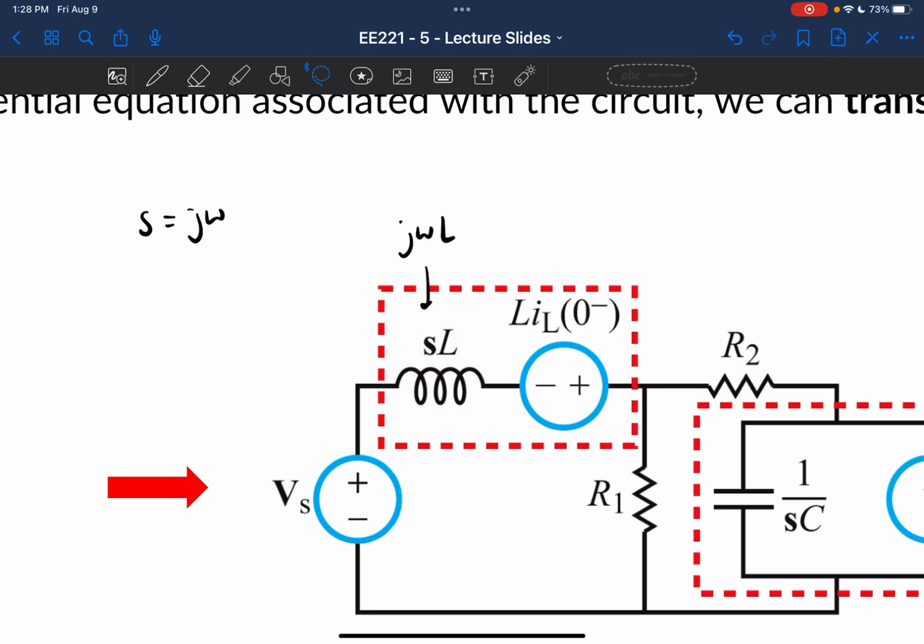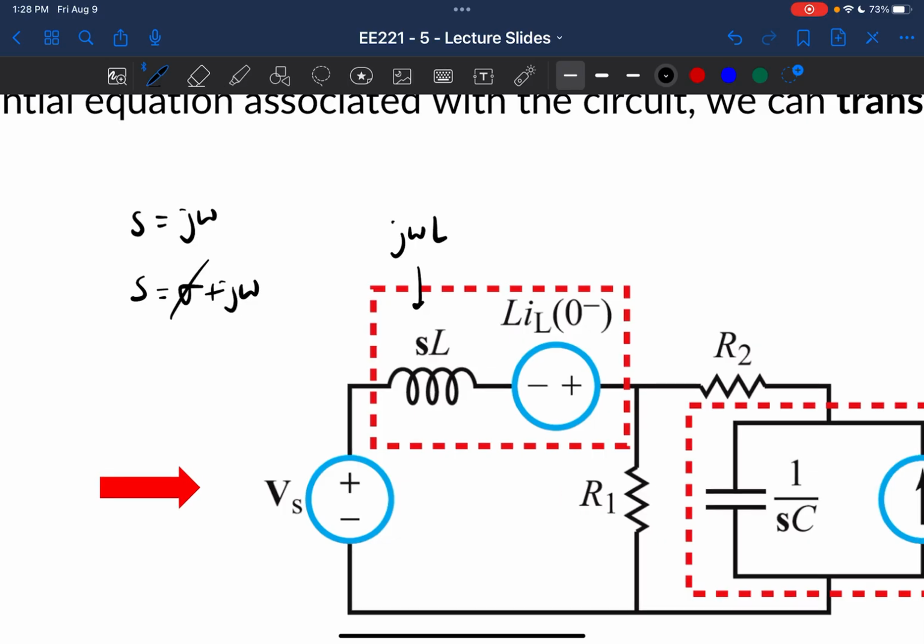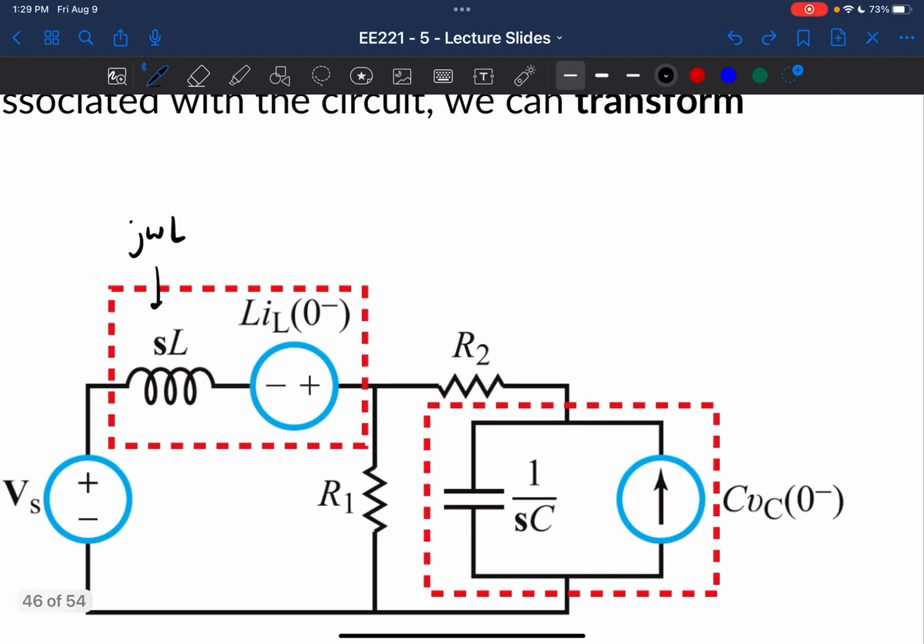Of course, when we're actually in the S-domain, we can't say S is equal to j omega, because S is equal to sigma plus j omega. When we're doing frequency response, we just assume sigma is 0. But you can see the same pattern as when we were doing phasors, where this is SL for the inductor. It was j omega L when we did phasors. This is 1 over SC for the capacitor. It was 1 over j omega C when we did phasors, etc.